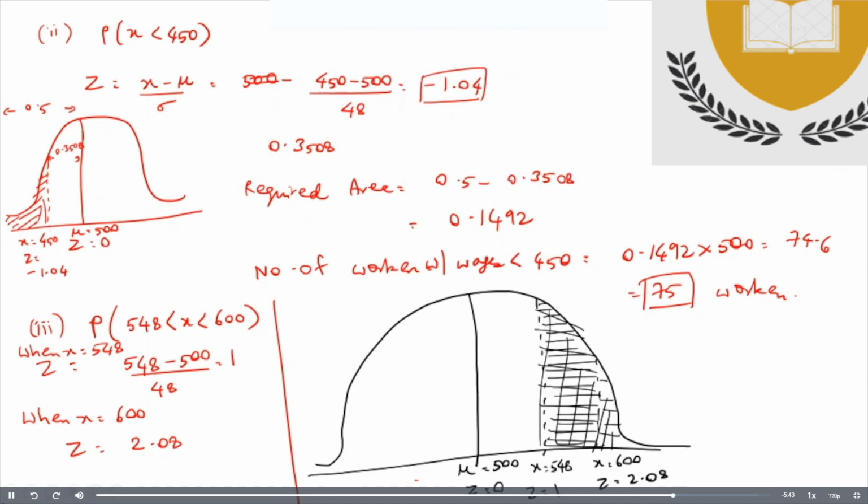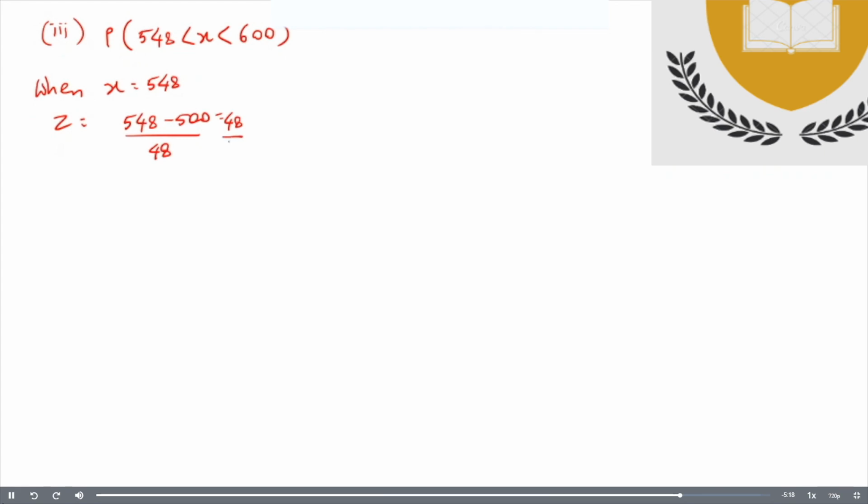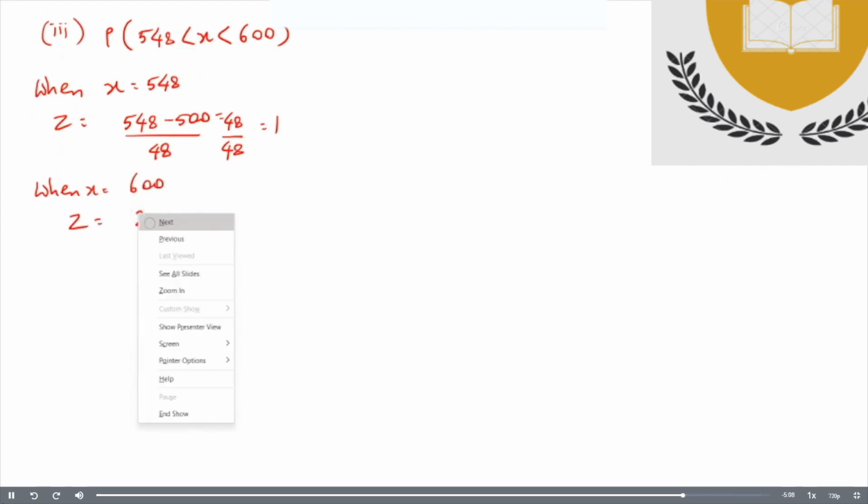Let me again explain. The third subdivision, P of 548 is less than x less than 600. That means x is less than 600 but x is more than 548. Here we will have two z values. When x is equal to 548, z will be equal to (548 minus 500) whole divided by 48, which is 48 by 48, which is equal to 1. And when x is equal to 600, we have already calculated z. Z is equal to 2.08.